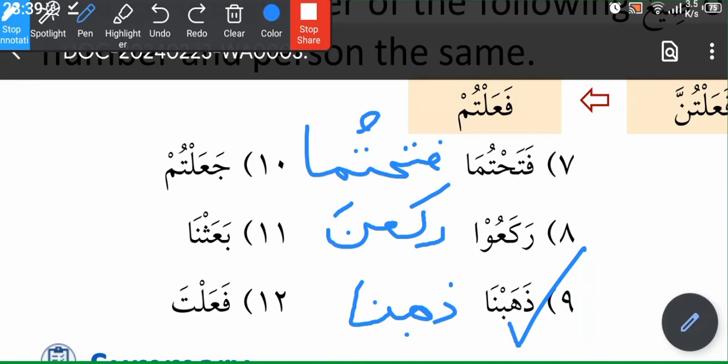Okay, so Sister Zainab, ja'altum. Ja'altunna. So what you change is tunna. Ja'altunna.